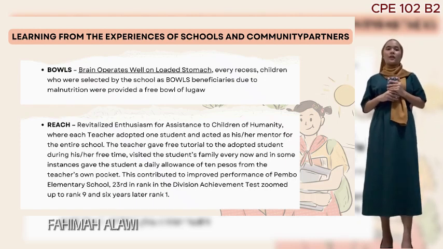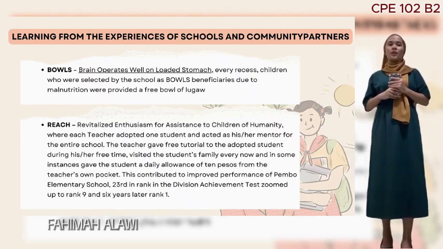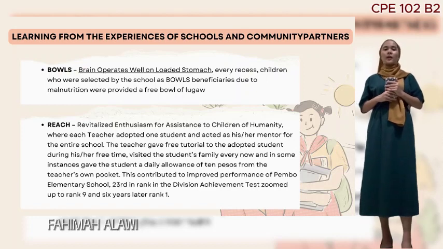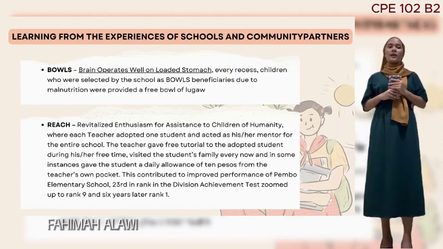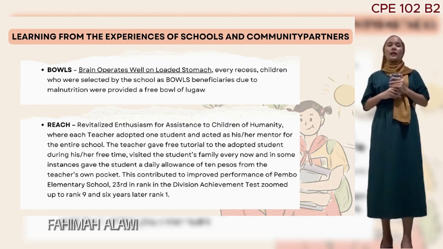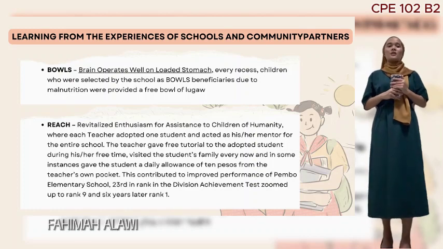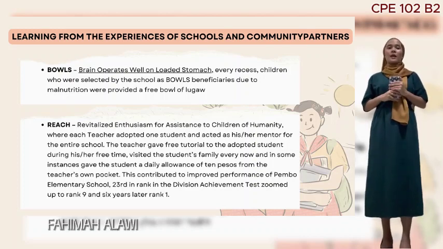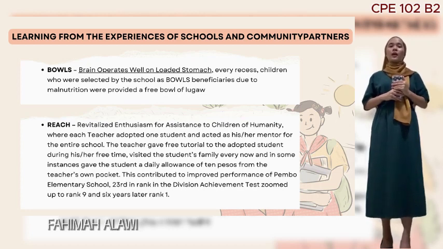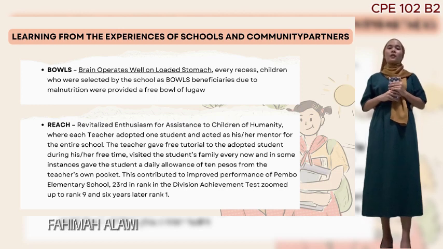The teacher gave free tutorial to the adopted student during his or her free time, visited the student's family every now and then, and in some instances, gave the student a daily allowance of 10 pesos from the teacher's own pocket. This contributed to improved performance of Pembo Elementary School, 23rd in rank in the Division Achievement Test, zoom up to rank 9 and 6 years later, rank 1.